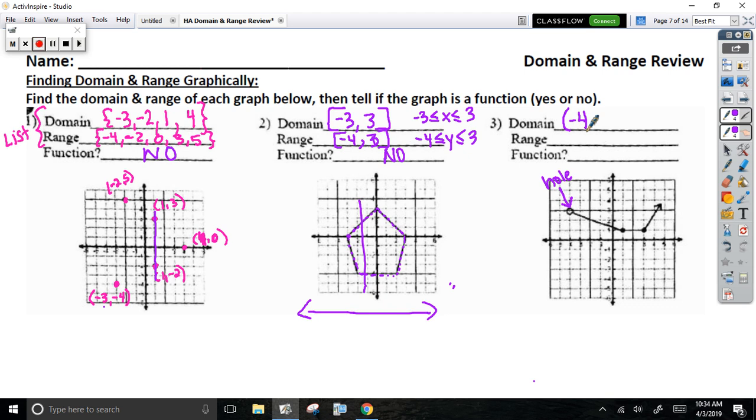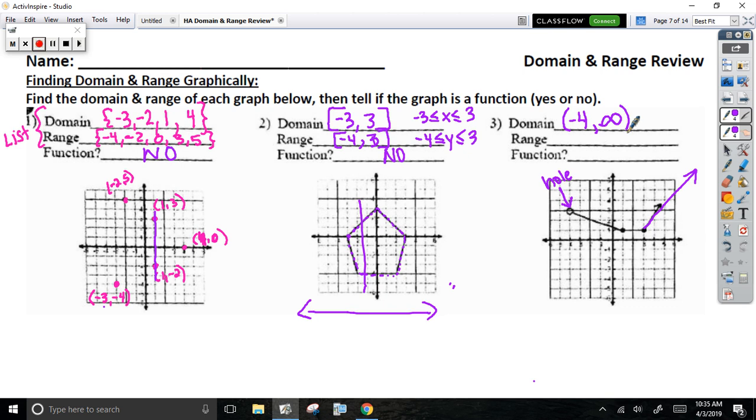All right, so then look, it comes over, there's a closed circle, it keeps going, closed circle, keeps going, and then we have an arrow showing that it's going forever and ever and ever. So it goes all the way to infinity.